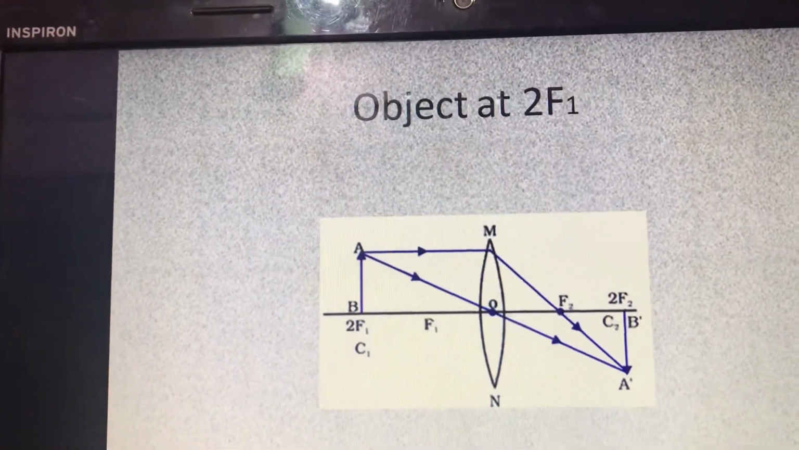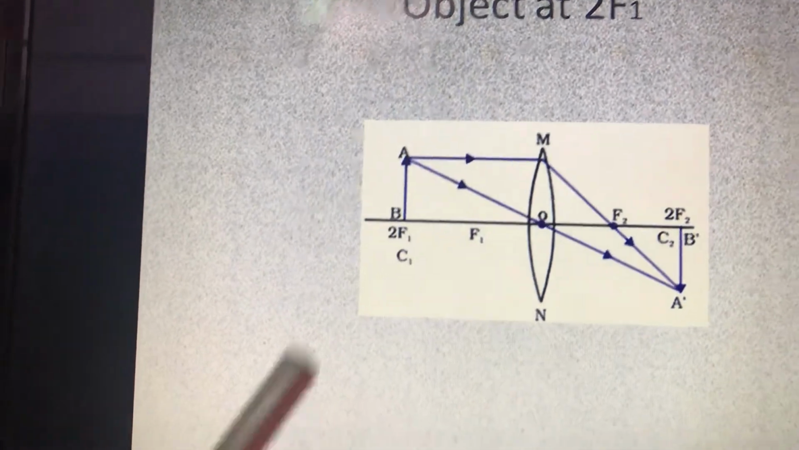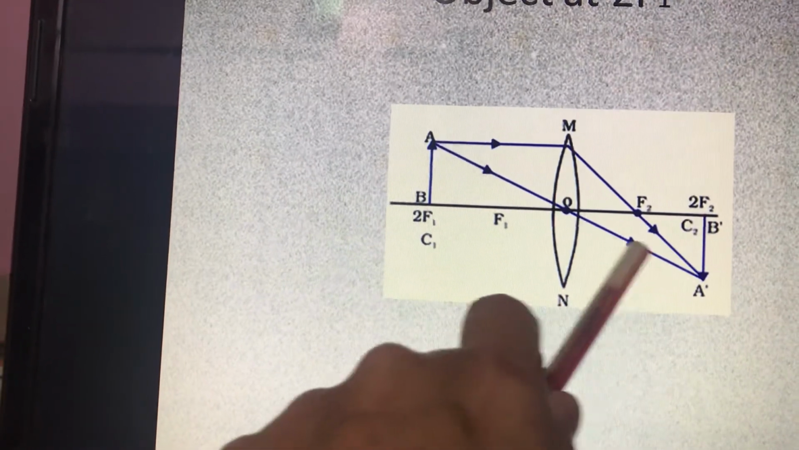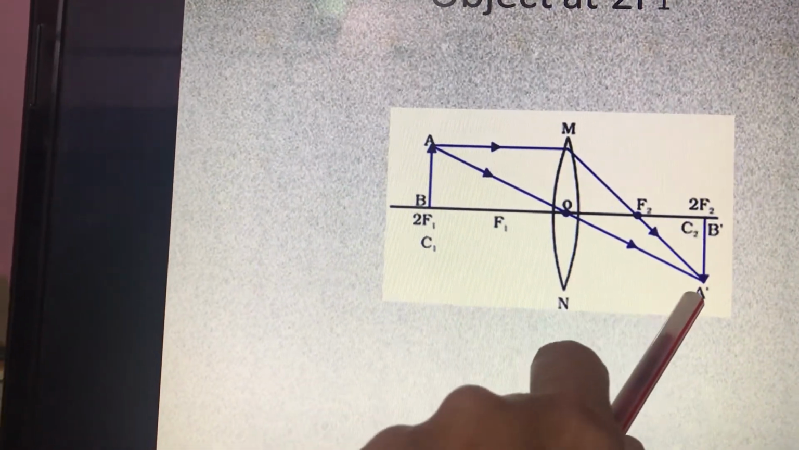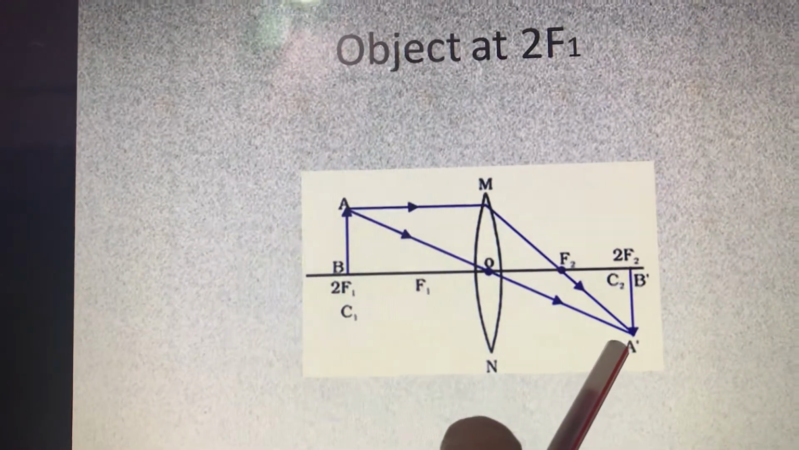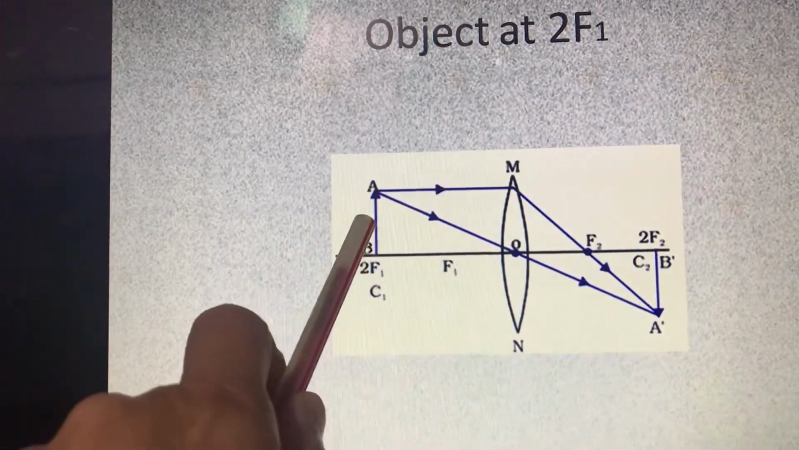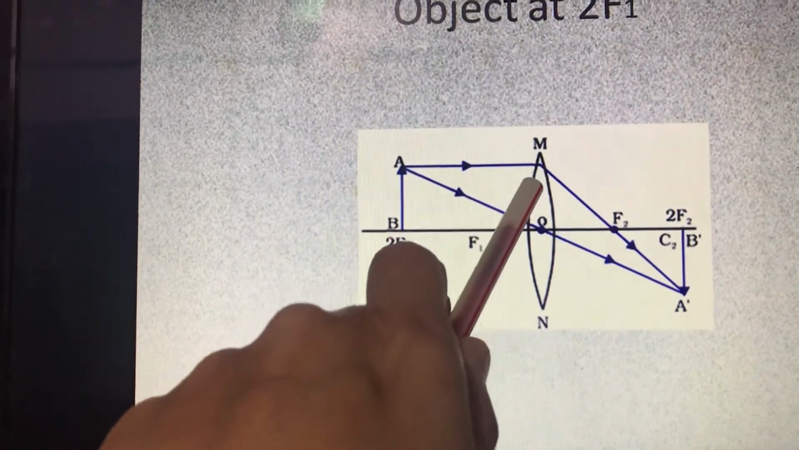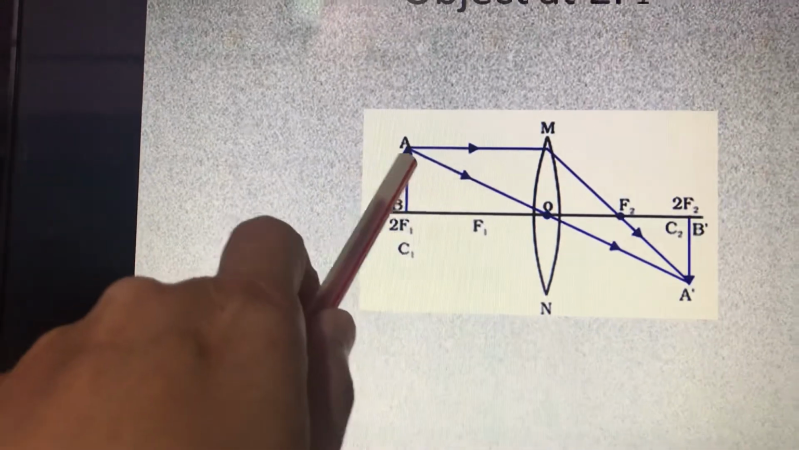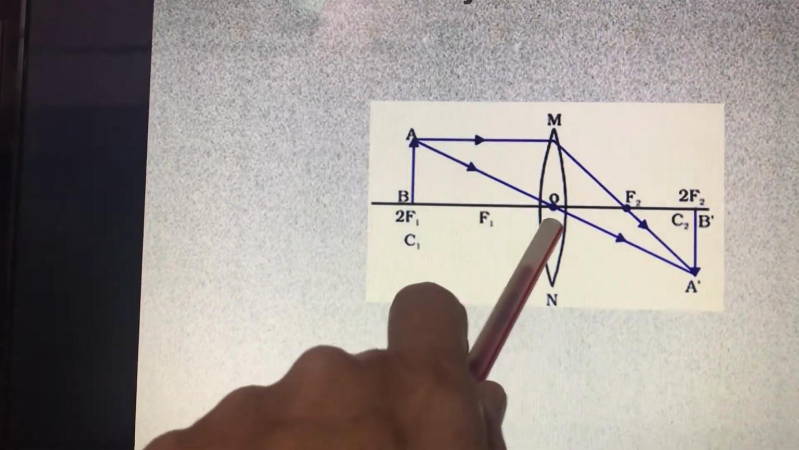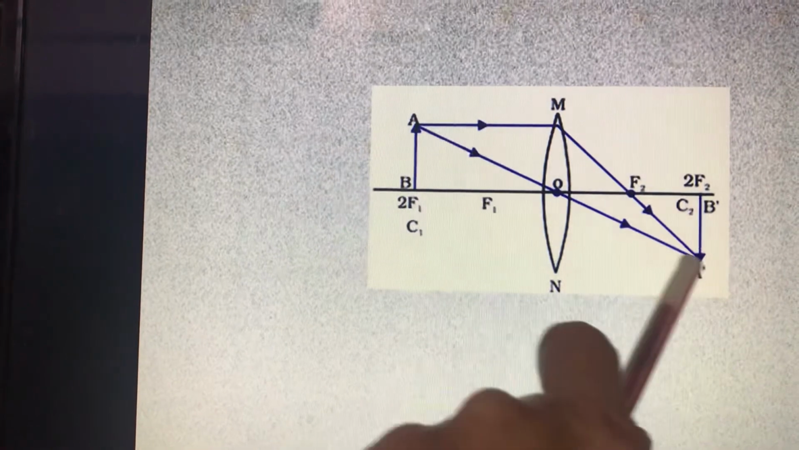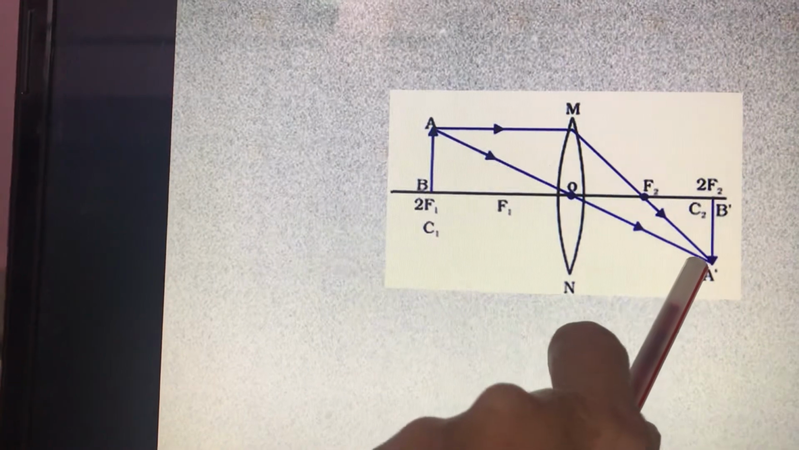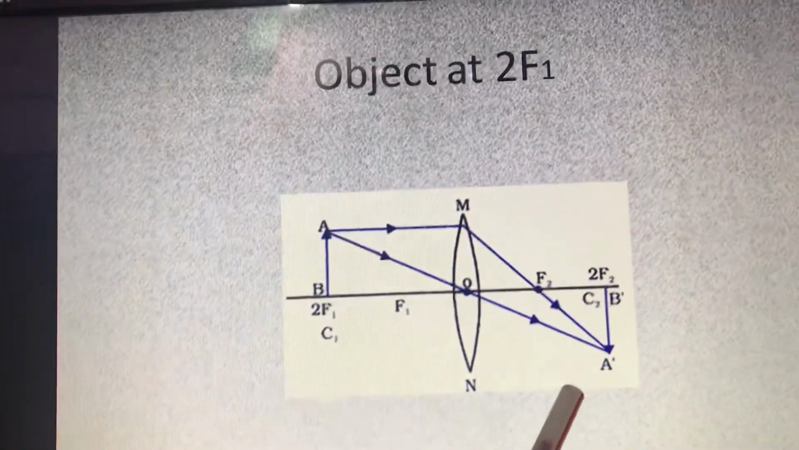Next case, at 2f1, which is known as the center of curvature, C. So the image is at C, and its size is the same as that of the object. You can see the two rays, one parallel to the principal axis passing through the focus, and the next passing through the optical center, continuing in the same direction. They meet at this point: inverted, real and the same size as the object.